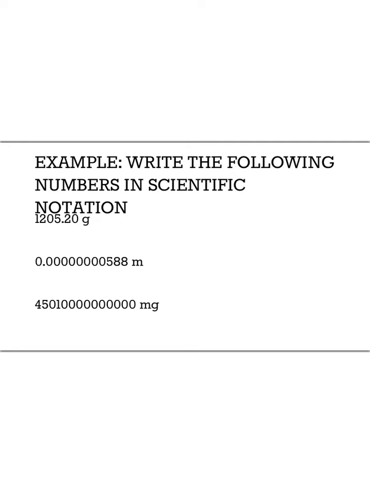Let's look at a couple examples. When you look at the first number, you can see that the decimal is between the 5 and the 2. So when we're writing in scientific notation, you want to move that decimal so that it is between the first non-zero number and the one next to it. So that would be 1, 2, 3 spaces to the left. So we would write this as 1.20520 times 10 to the third grams. Notice I'm still maintaining my significant figures in this number.